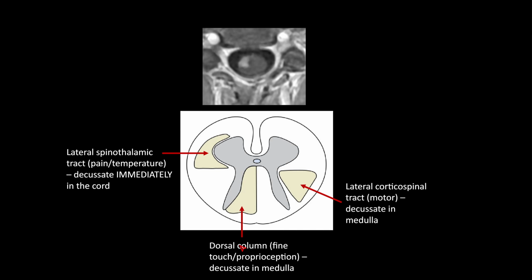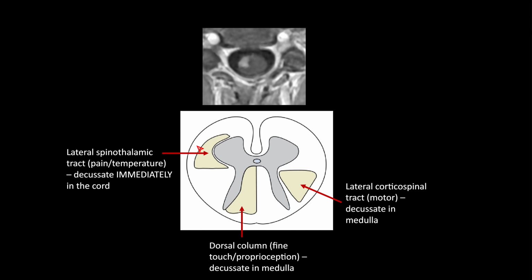These fibers also decussate in the medulla, and they are located in the midline and posterior. So if you had a lesion over here in the midline and posterior involving the dorsal columns, this would affect fine touch and proprioception on the same side of the body. If you had a right-sided lesion that was posterior, it would affect proprioception, numbness, and tingling on the right side of the body.